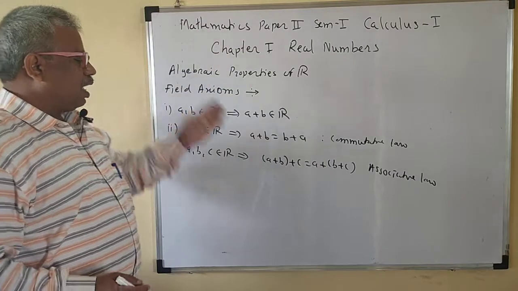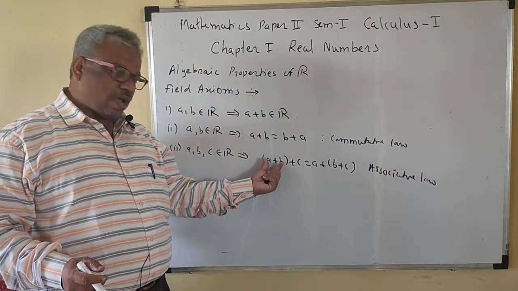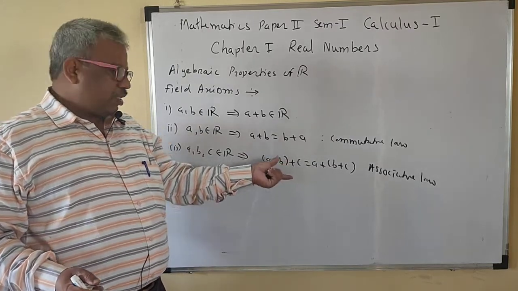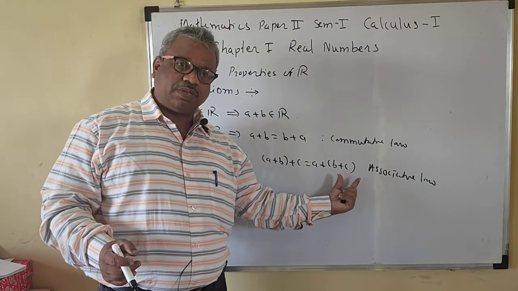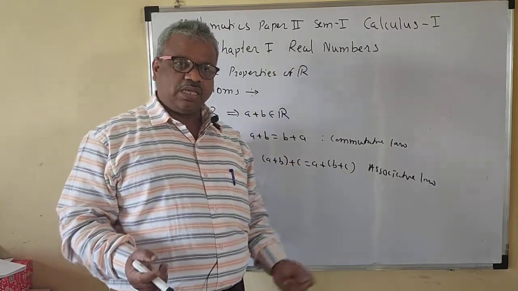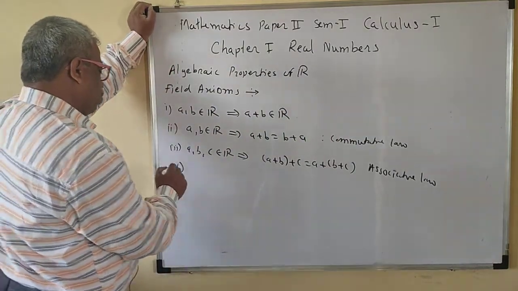That means here I can rearrange the terms. Here we have taken the sum of the first two and then added the third one. We can also take the sum of the last two and add it to the first one. This also happens in the set of real numbers, so for every real number this will happen. So this is the third one.